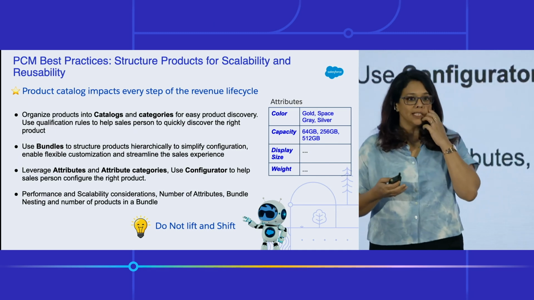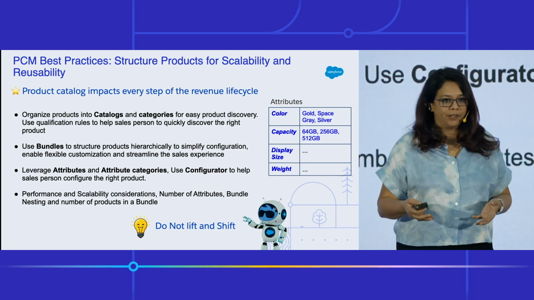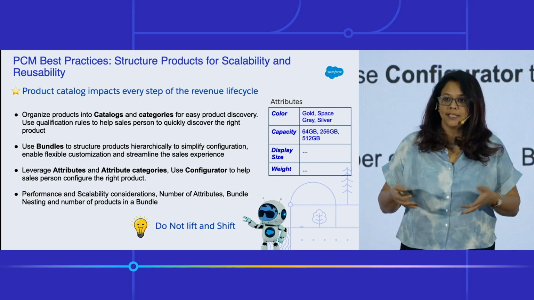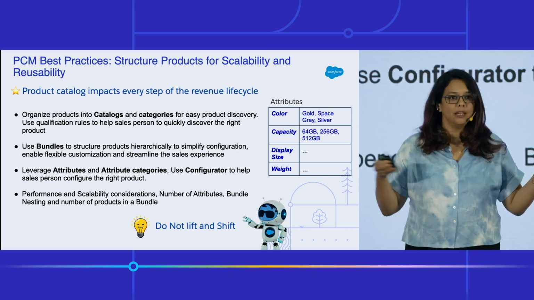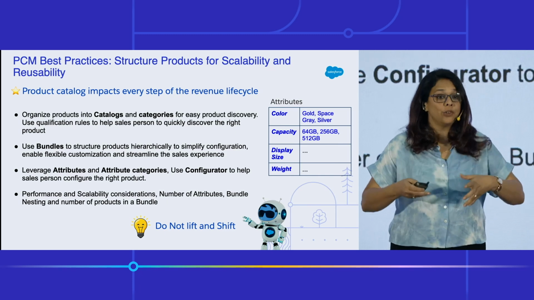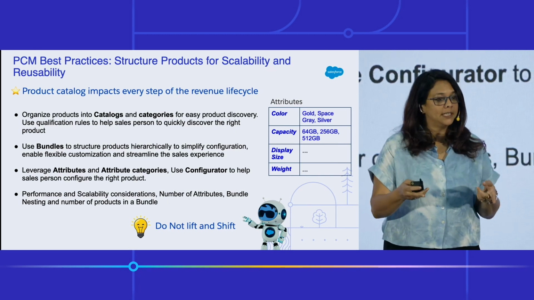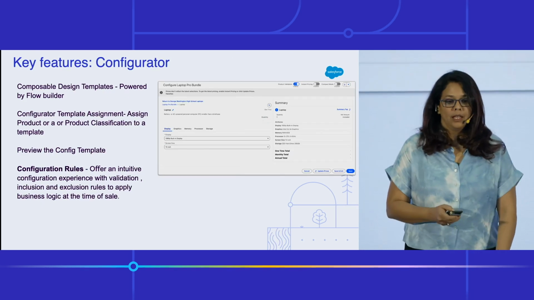Performance and scalability considerations are important when you're implementing, because the number of attributes, the bundle nesting, and the number of products in the bundle do have some impact on the overall process. So keeping it simple, but making sure that the salesperson is quickly able to see the right product and then sell the right product is important.